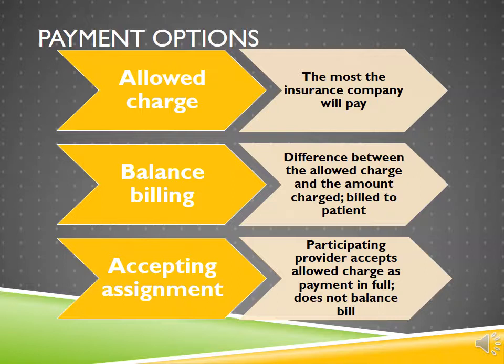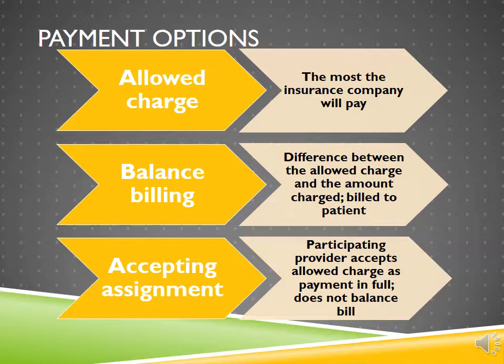When the amount the physician charges is more than the insurance company's allowed charge, the difference is absorbed either by the patient or the physician. If the patient is billed the difference between the usual charge and the allowed amount, this is known as balance billing. This typically happens if the provider does not participate in the patient's insurance plan. This would be an example of an out-of-network provider.